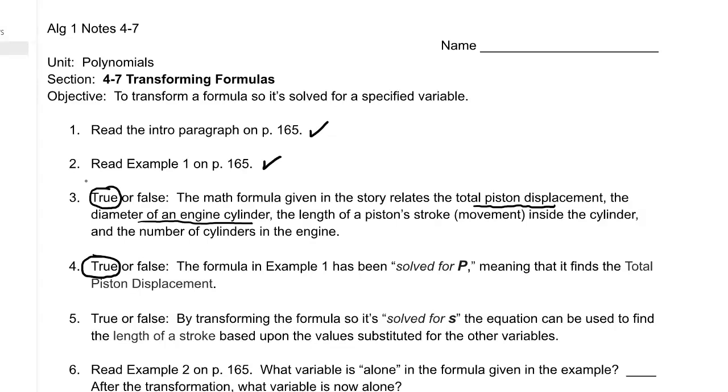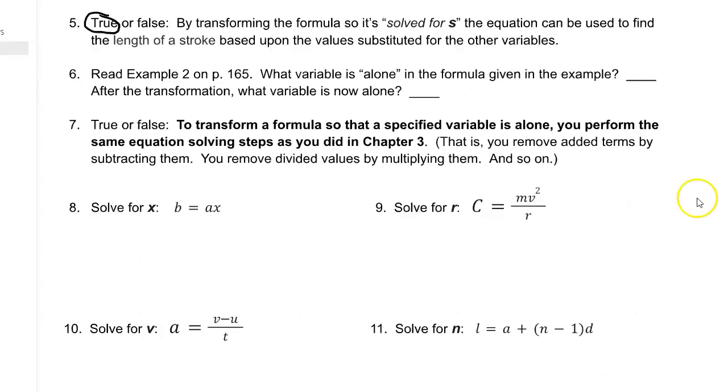Number 5, true or false? By transforming the formula so it's solved for the variable S, the equation can be used to find the length of a stroke based upon the value substituted for the other variables. Yes, true. The variable S, we were told, was representing the length of the stroke.